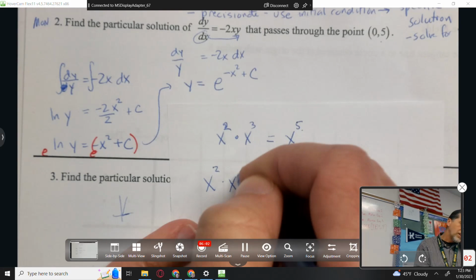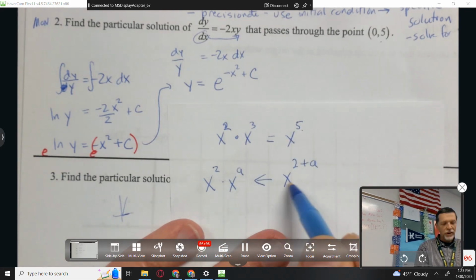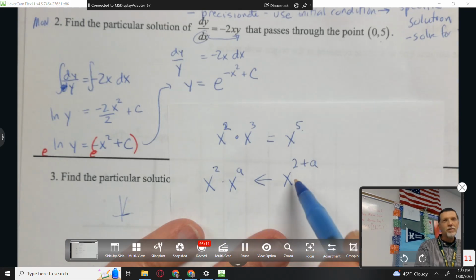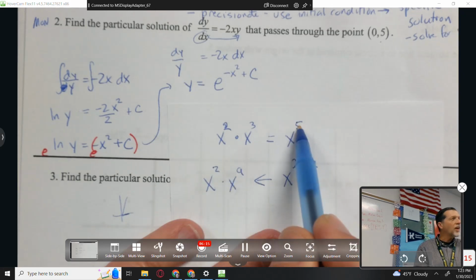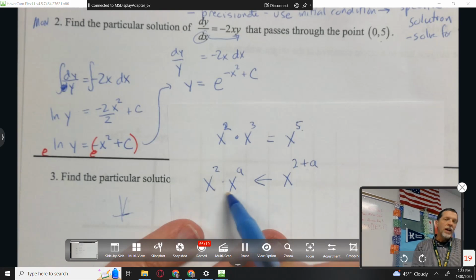x to the 2 times x to the a. You would almost never go that direction with it. Are you okay with this? Some of you are still looking at me like, what? When you're multiplying with exponents, you add their exponents. If you've got exponents that are added, that means you multiplied. Yeah, that makes sense.